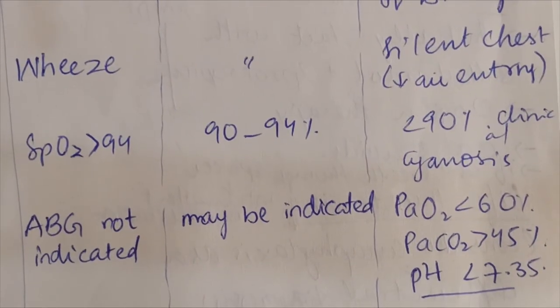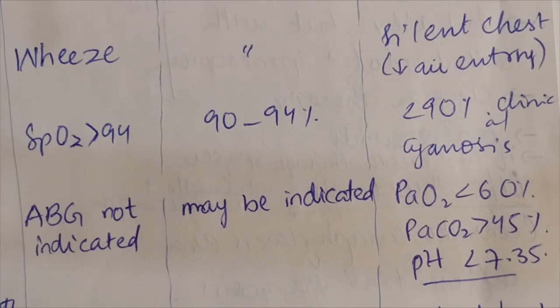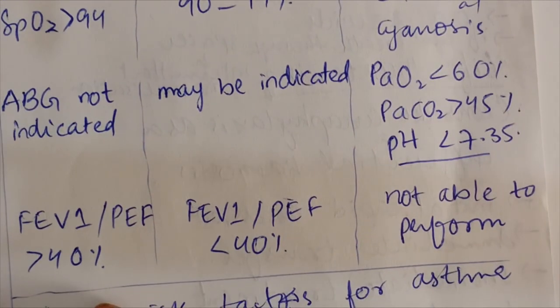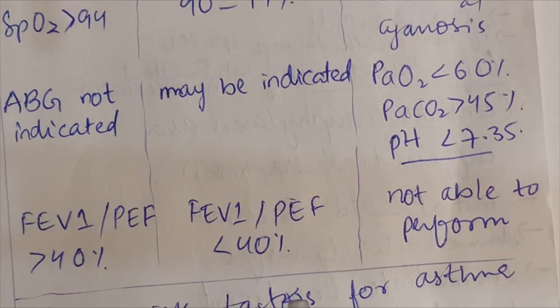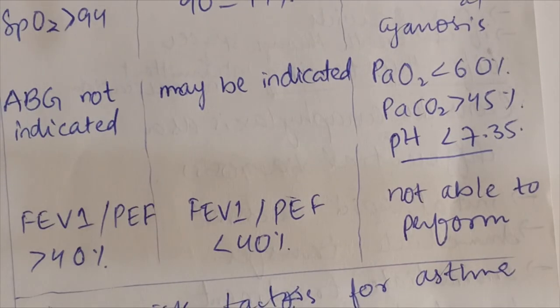PaO2 is less than 60 mmHg, PaCO2 is more than 45 mmHg, and pH is less than 7.35, meaning the patient is undergoing acidosis. And spirometry cannot be performed in this patient, so we cannot measure the FEV1 by PEF ratio.